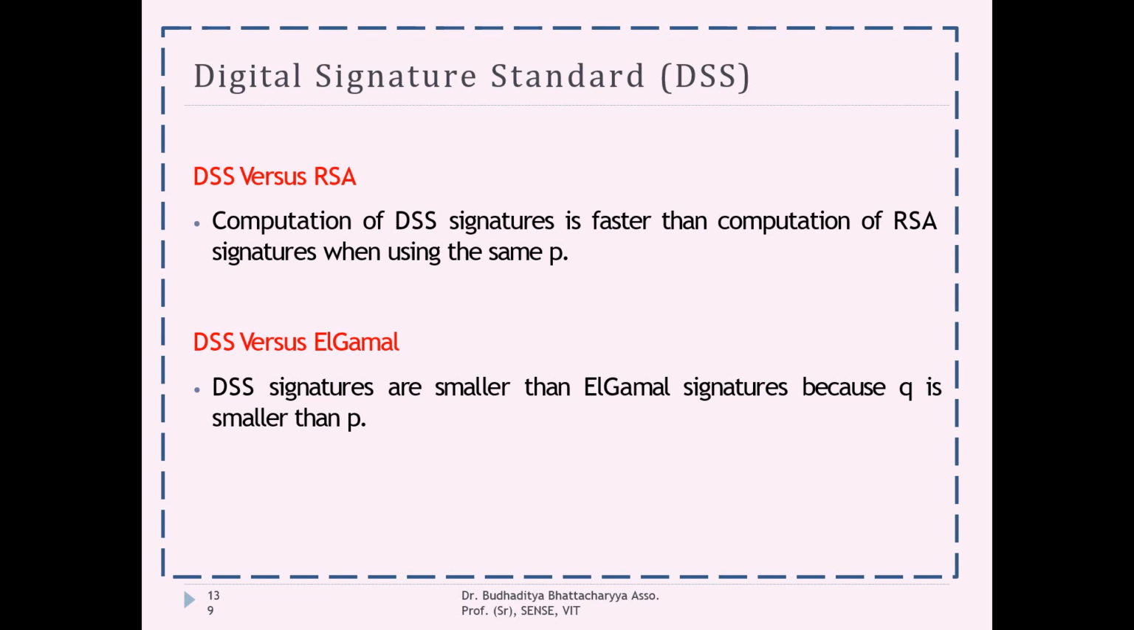So this is some of the comparison of the algorithms. You can see DSS versus RSA. The computation of DSS is faster than the computation of RSA when using the same P, the same prime number. It is much easier. And also you can observe that at the end we are verifying only one signature and that is enough. That's another advantage. And the number of steps is also comparatively low. DSS versus ElGamal: DSS signatures are smaller than ElGamal signatures because Q is smaller than P. That's another advantage of using DSS.